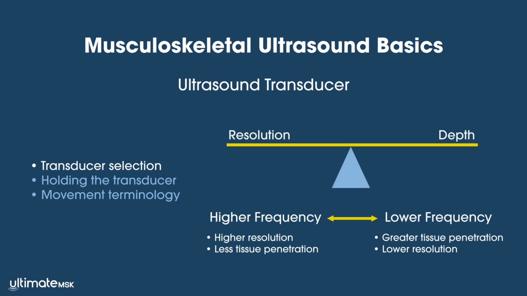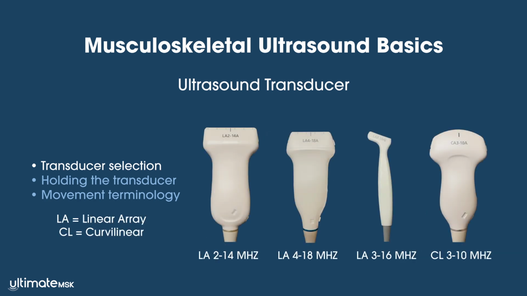A key principle to understand is the balancing act between ultrasound resolution and tissue penetration. Higher frequencies produce sharper images but with reduced tissue penetration. Conversely, lower frequencies provide greater tissue penetration but result in lower image resolution. To balance these trade-offs, ultrasound transducers operate across a range of frequencies to accommodate different imaging needs.